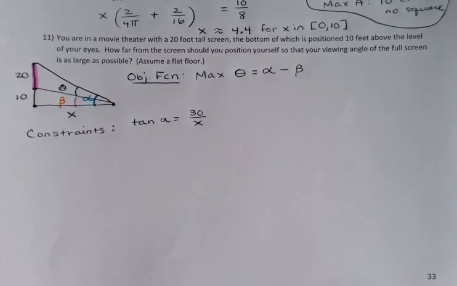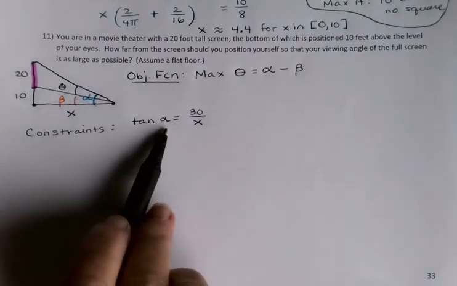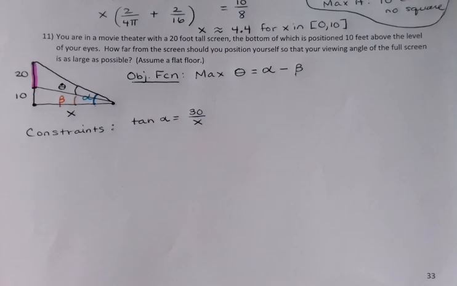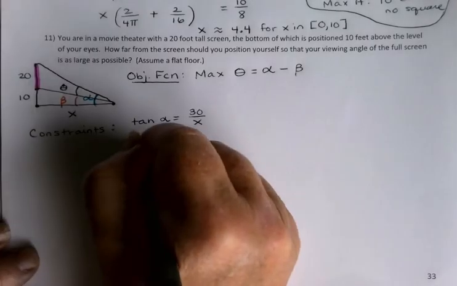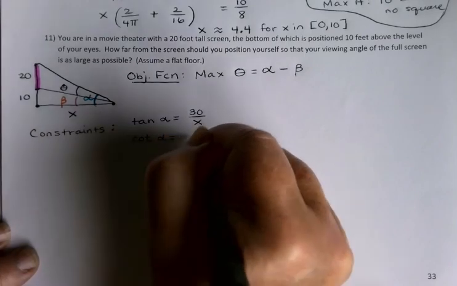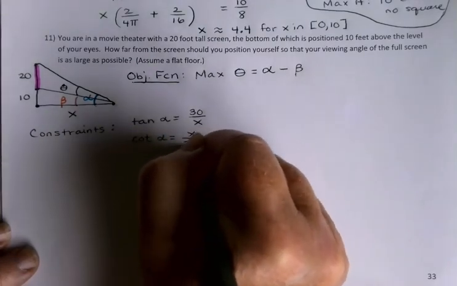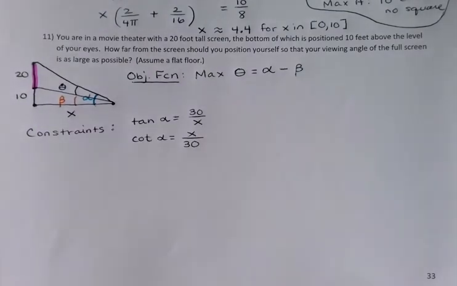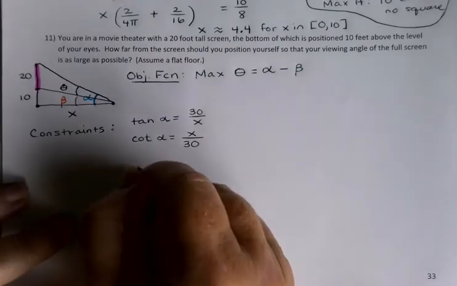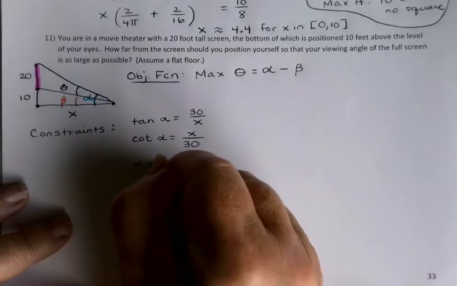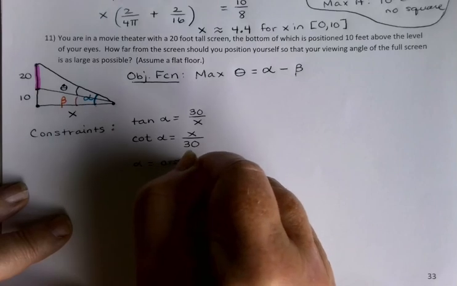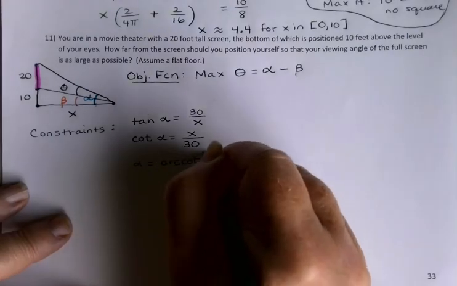Now you may remember that we don't love having our variable in the denominator. So maybe instead of writing it as tangent, I could write it as cotangent instead. It allows me to work with the reciprocal. And now I don't have my variable in the denominator anymore. It makes it a little easier to work with. So alpha is actually the arc cotangent of x over 30.